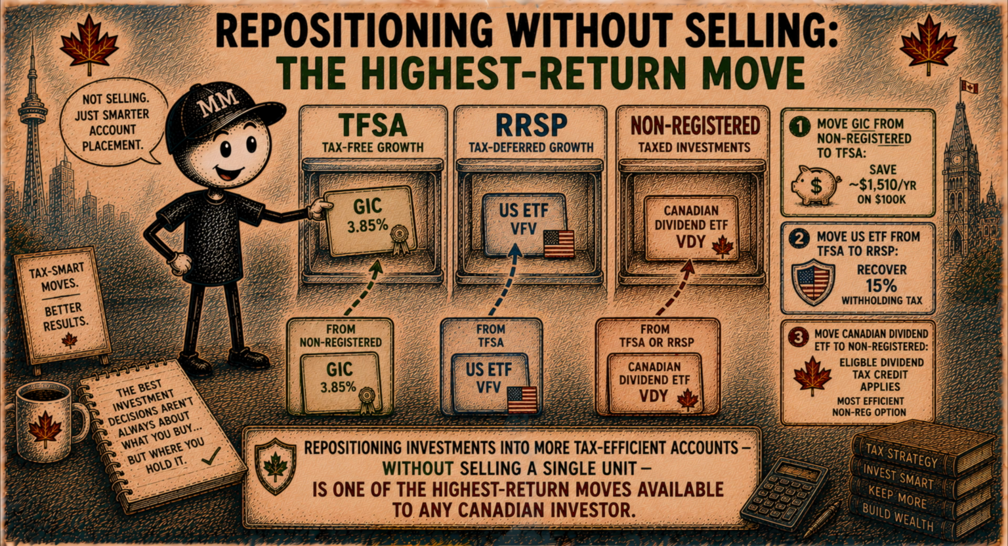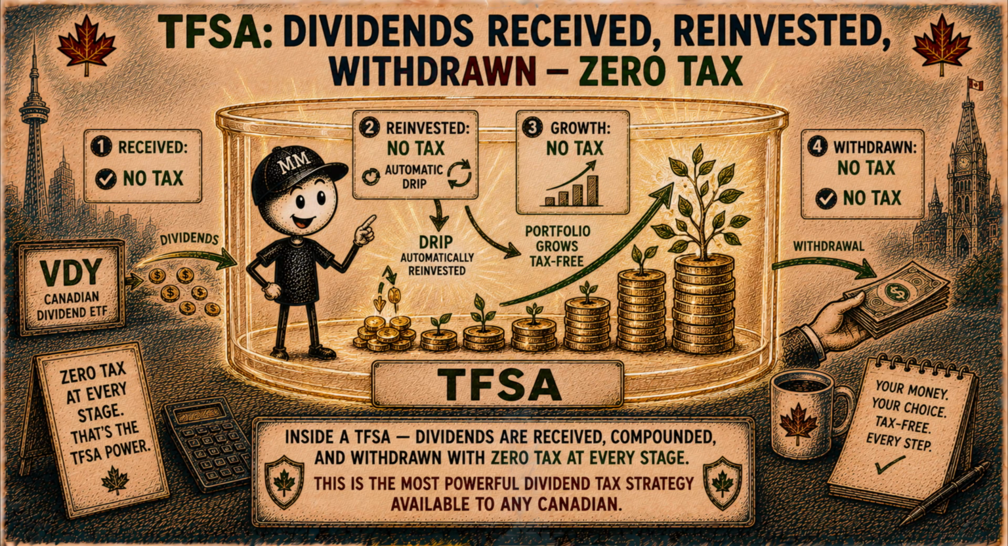Repositioning investments into more tax-efficient accounts without selling them is one of the highest return moves available to Canadian investors. Here is the vault from the opening, the account that makes Canadian dividend tax almost completely irrelevant for most everyday investors. The tax-free savings account. Not because dividends are not taxed inside a TFSA, they are not received as taxable income at all. Inside a TFSA, dividends are received, compounded, reinvested, and eventually withdrawn with zero tax at any point in the process.